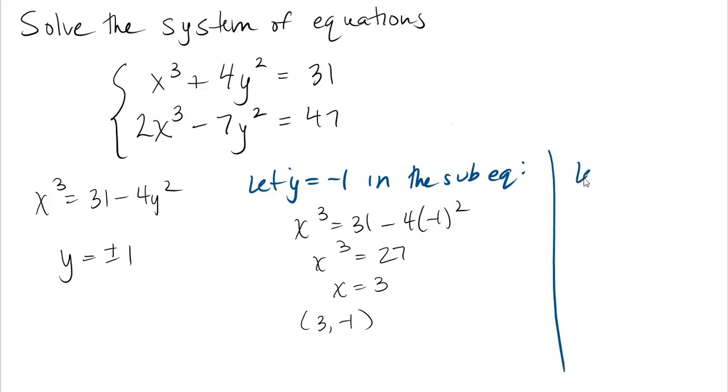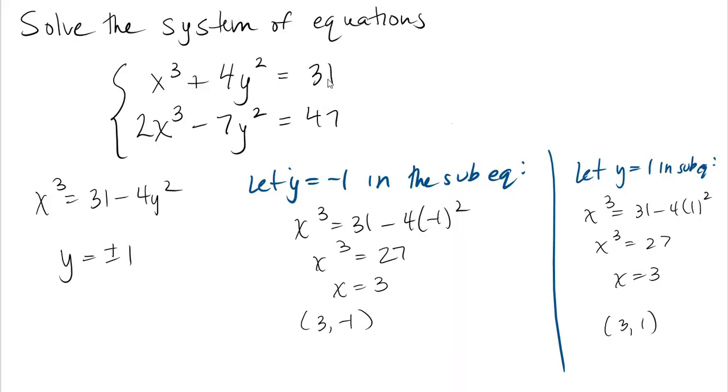Now we'll let y equal 1 in the substitution equation. And we get x cubed equals 31 minus 4 times 1 squared. Well, that's also 27. And so x equals 3 here as well. So (3, 1). Those certainly work in the first equation because that's where our substitution came from. Do these actually work in the second equation?